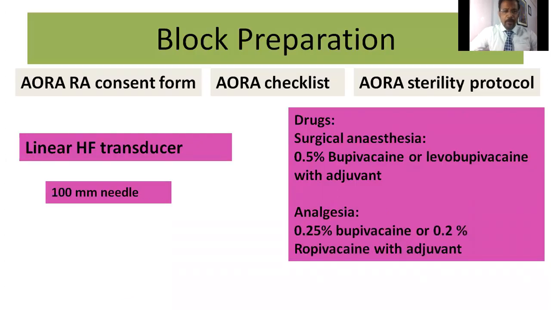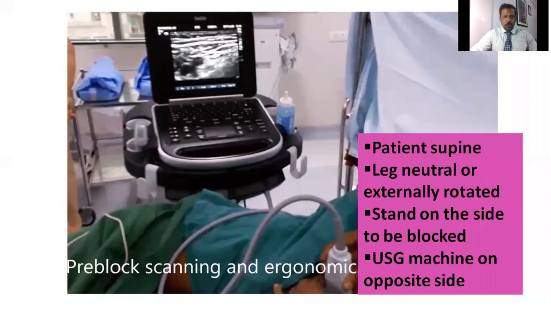Now, these are the block preparations, starting from aura, consent form, checklist, and sterility protocol. And depending upon whether you are giving anesthesia or analgesia, you can use 0.5% or 0.75% ropivacaine for surgical anesthesia, and for analgesia, you can use 0.25% bupivacaine or 0.2%, 20 ml of each. The patient lies supine with the leg neutral or externally rotated, and the ultrasound machine should be on the opposite side of the side to be blocked.